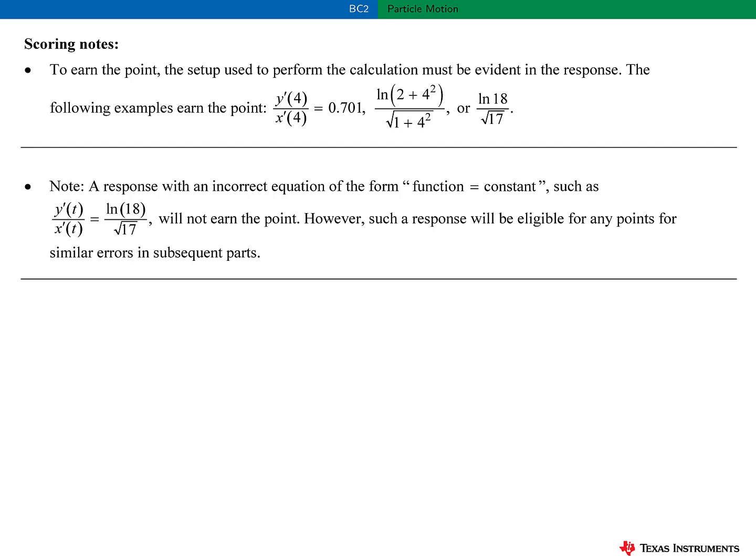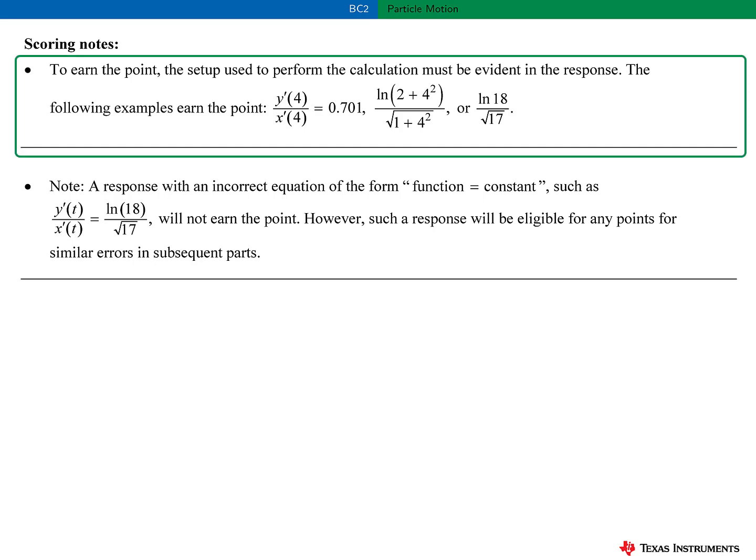Here are the scoring notes associated with Part A. To earn the point in Part A, the response must present the mathematical setup used to obtain the slope of the tangent line. Here are 3 minimal examples that earn the first point. Note that just a plain response of 0.701 does not earn this point. There is insufficient mathematical evidence of the setup used to obtain this decimal answer.